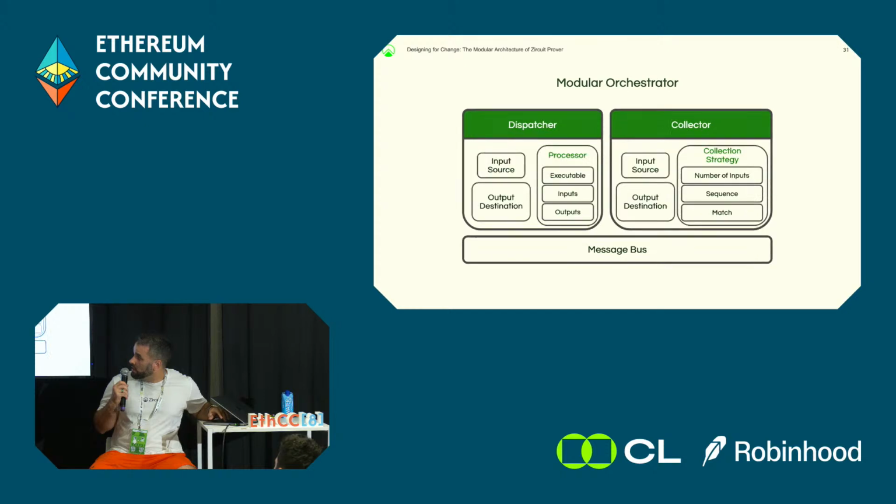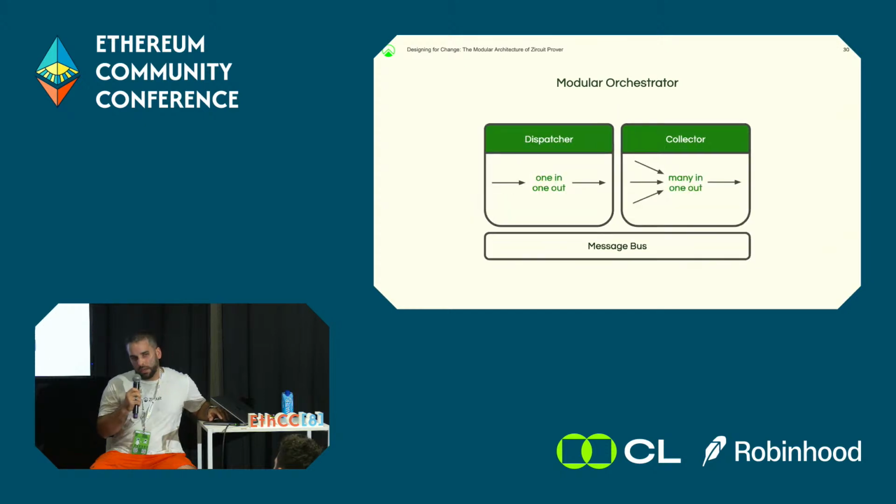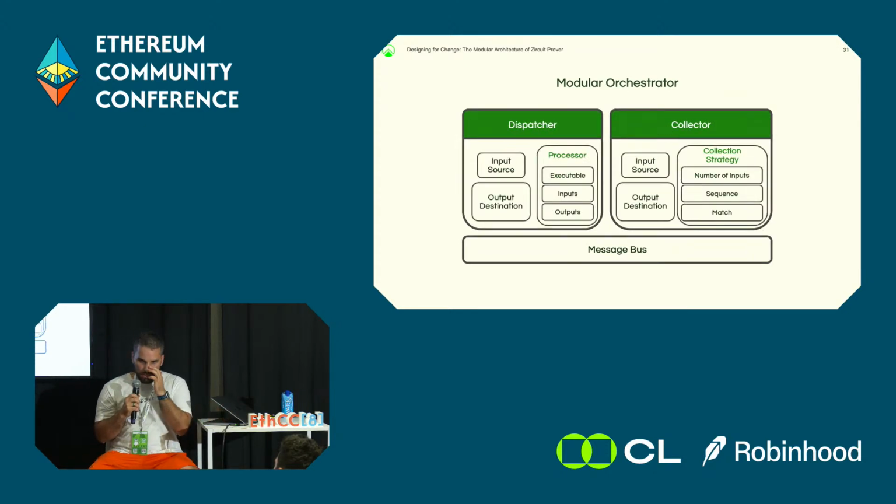So to go into a little bit more detail on the dispatcher and collector, right? The dispatcher, as I said before, expects one input and one output, and it has this processor, which takes the input, does something with the input, and generates an output. We just happen to have a proof system, and this something is actually the proof itself, which is the executable. It can be a Rust executable, it can be a binary, it can be anything. It doesn't really care as long as it does something.